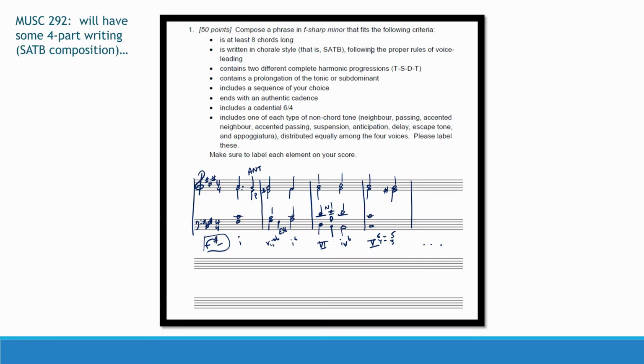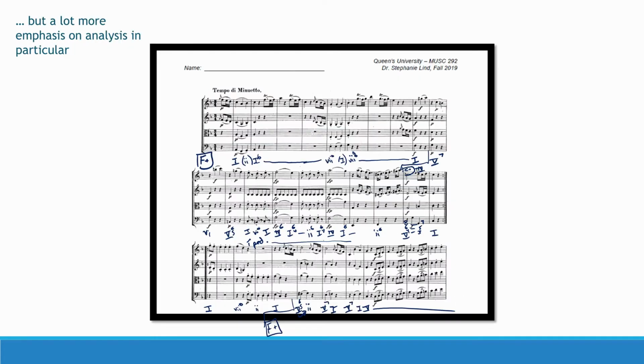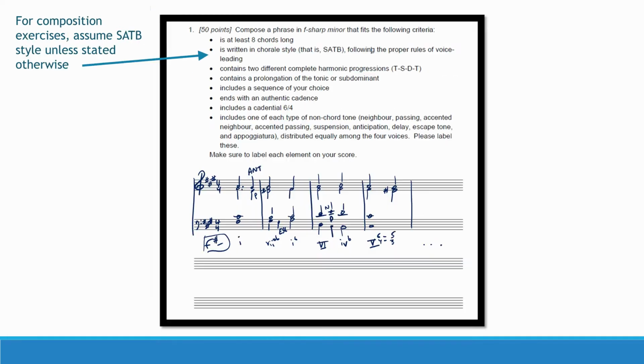I am going to have some 4-part writing in this course, but not nearly as much as what you did last year. I'm going to have a lot more emphasis on analysis in particular. But do keep in mind we're sometimes going to go with this model. Also keep in mind that if I don't specify what style I want you to write something in, assume that it's 4-part. 4-part is the default unless I tell you otherwise.